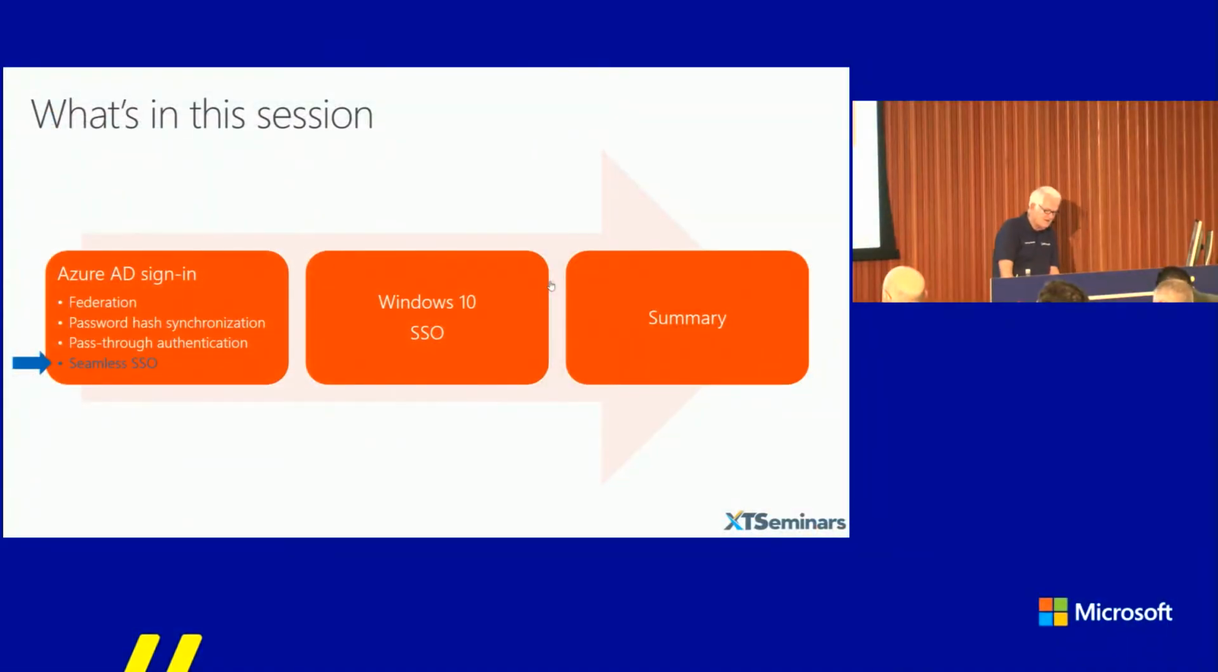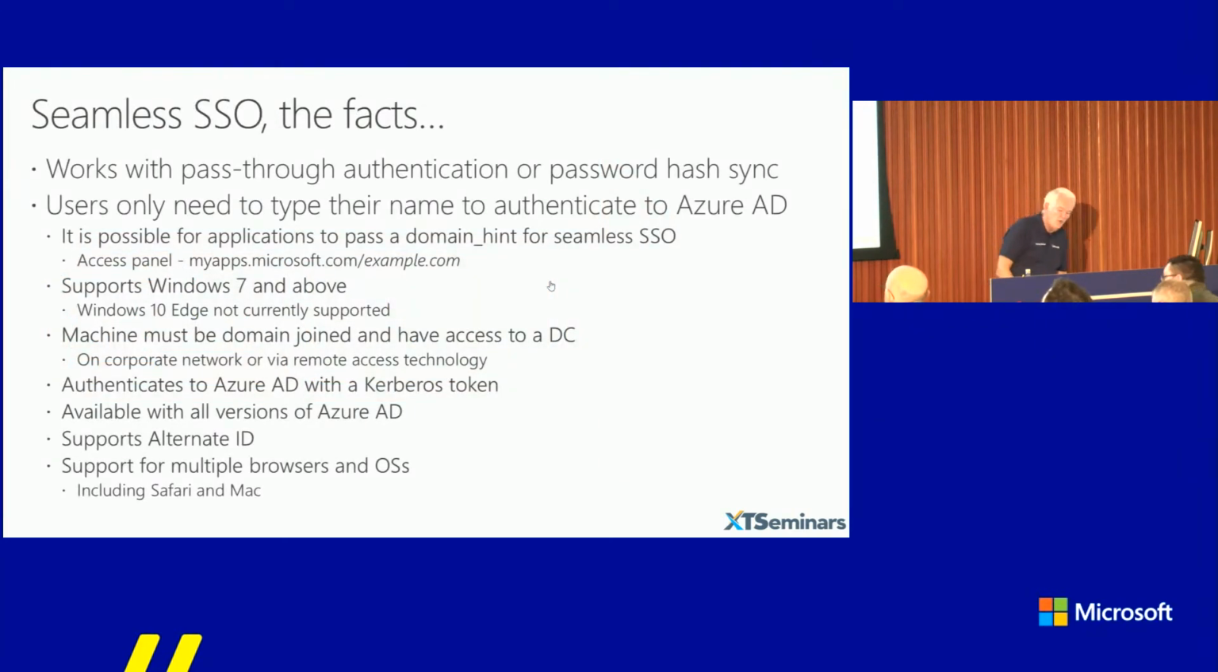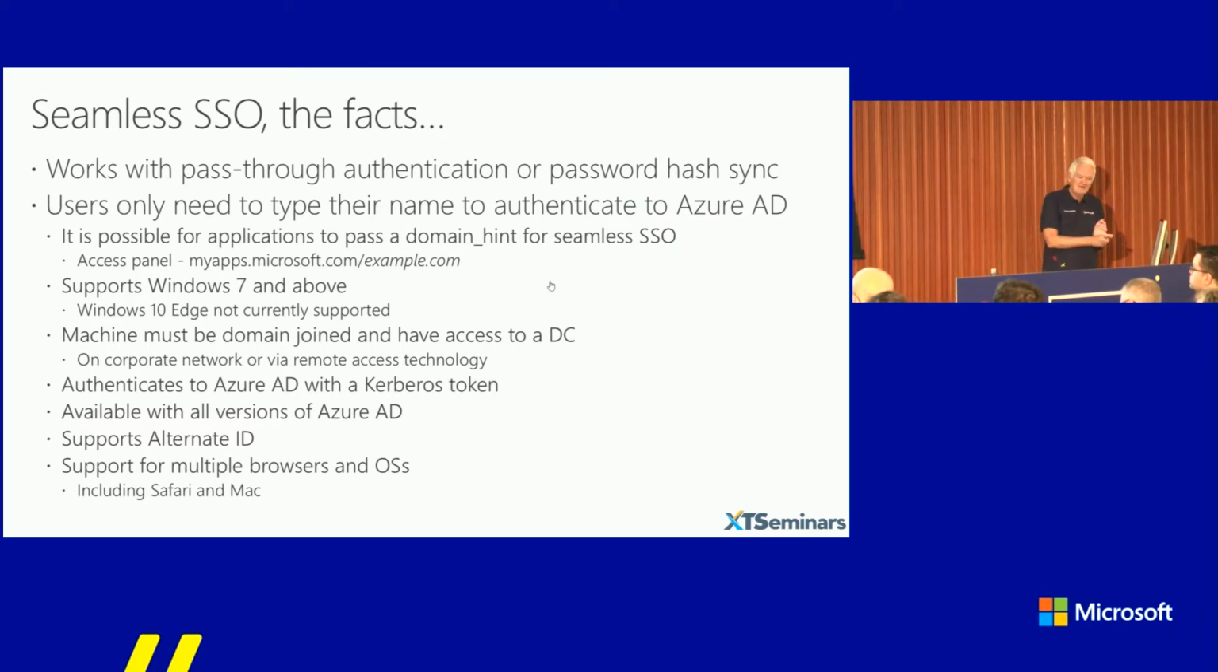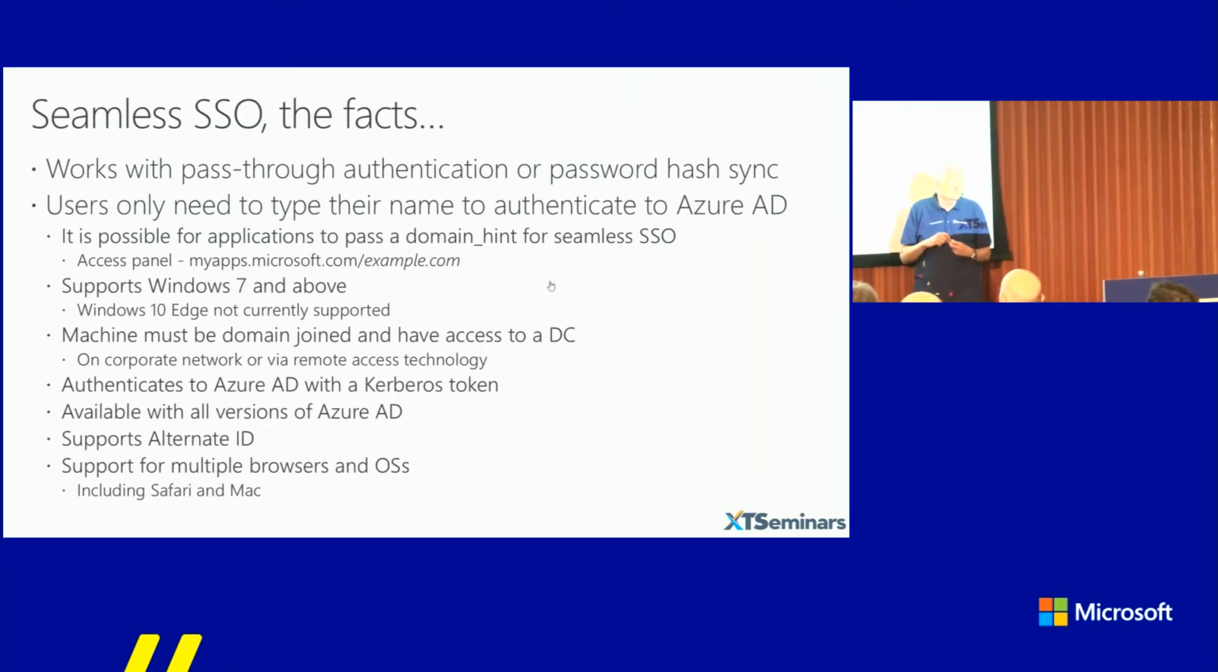Okay, so in terms of seamless SSO, it works with pass-through authentication, or it works with password hash synchronization. Users only need to type their name, and immediately, having typed your name, it detects, it says seamless SSO enabled. In fact, if you've got applications that can use domain hints, as in supplying the domain the user is from, you will not even be prompted for a username. It will go straight into the SSO mechanism. There are more and more apps that are capable of doing this.